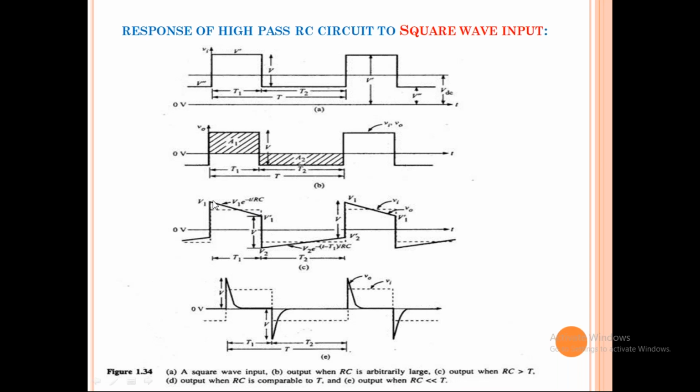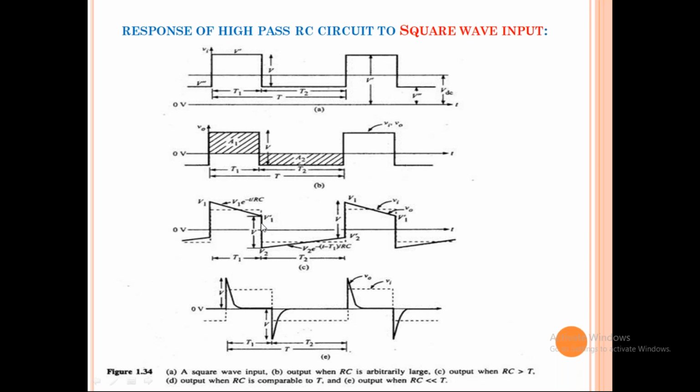So this waveform will be a decaying waveform. The capacitor will be charging, which means the voltage drop across the resistor will be decreasing linearly. This is the RC far greater than T condition. It looks like a linear one. The starting voltage value is V1, so V1 into e power minus T by RC up to capital T1.